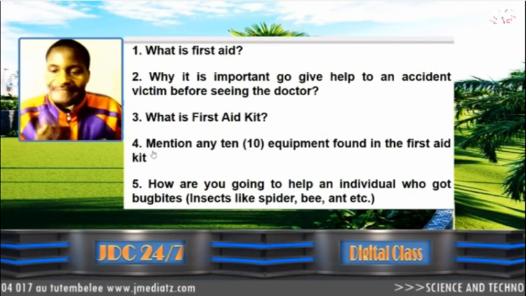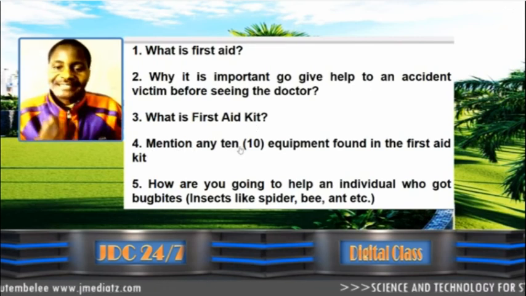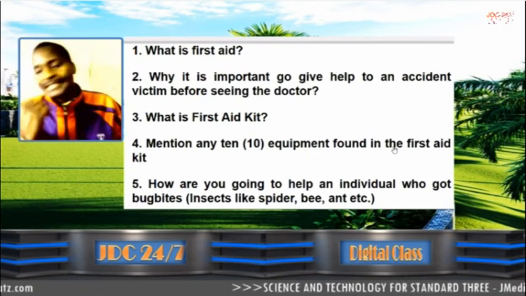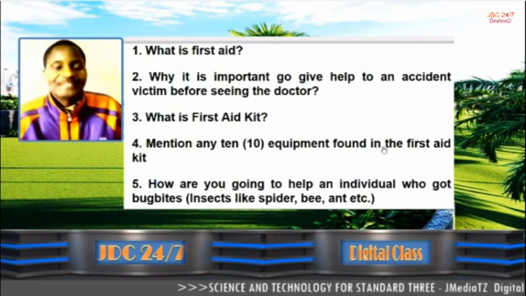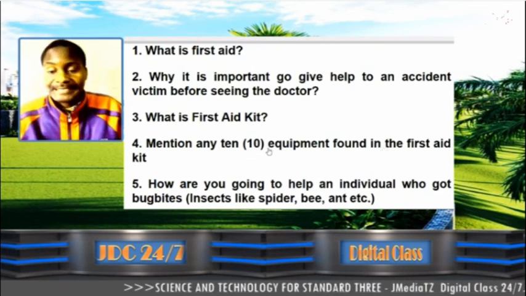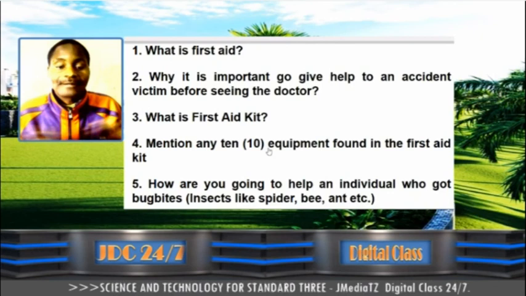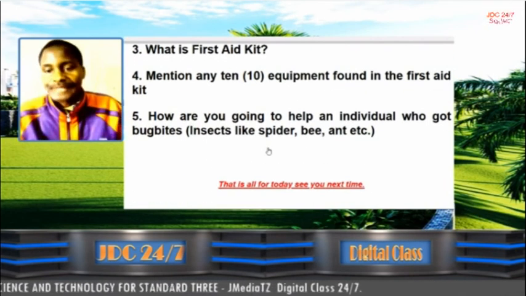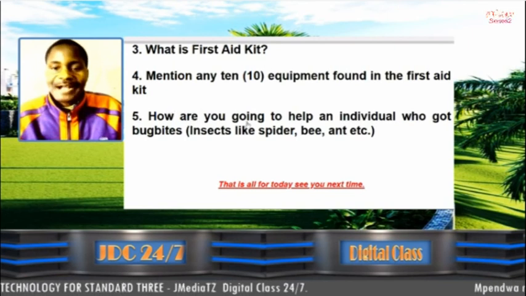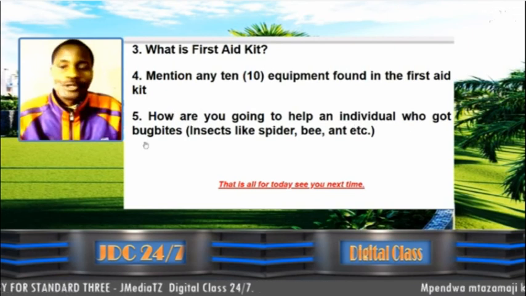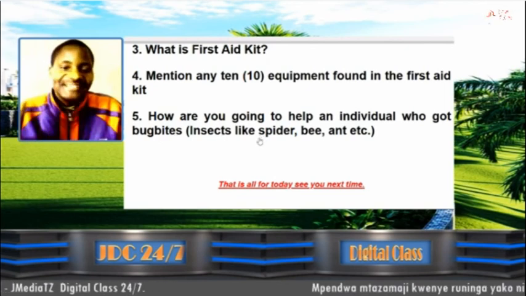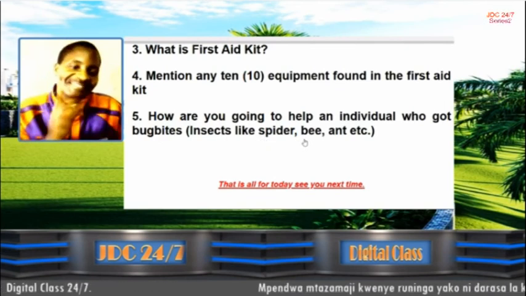And again, you also have to mention any 10 equipments found in the first aid kit, because as we have said, there is a lot to be said about the first aid kit. And the last question for today says, how are you going to help an individual who got bug bites or insect bites, like spider, bees, ants, etc.?